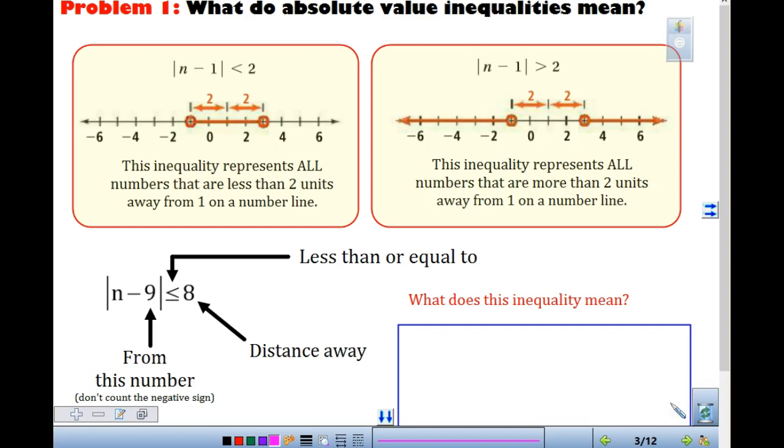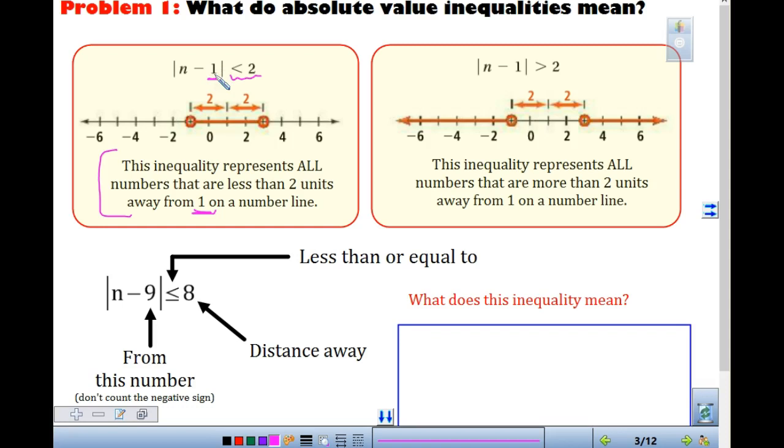When we think about absolute value and we look at this phrase, absolute value of n minus 1 is less than 2, this is how we want to think of it, wording it. This inequality represents all the numbers that are less than 2 units away from 1 on the number line. When you read that, you're not reading it in order from left to right. The inequality represents all numbers, and you start with this last part, that are less than 2 units away from 1 on a number line.